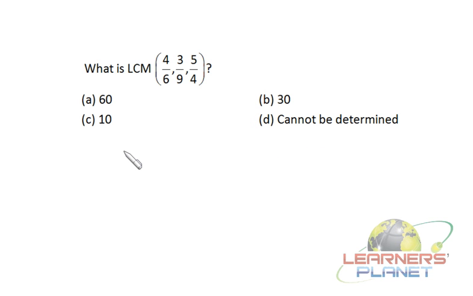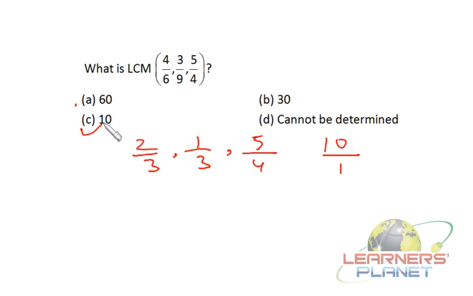Okay friends. Now in this problem, we have to find out the LCM of a set of fractions, that is 4 by 6, 3 by 9 and 5 by 4. Now first reduce them to their lowest terms, that is 2 by 3, 1 by 3 and 5 by 4. Now what is the formula for LCM of fractions? That is LCM of numerators by HCF of denominators. Now what is the LCM of 2, 1 and 5? That is 10. And what is HCF of 3, 3 and 4? Since 3 and 4 are consecutive numbers, definitely their HCF will be 1. So LCM of 2 by 3, 1 by 3 and 5 by 4 will be 10. Okay friends? So this is the correct choice.